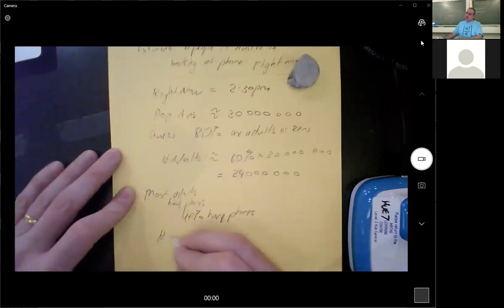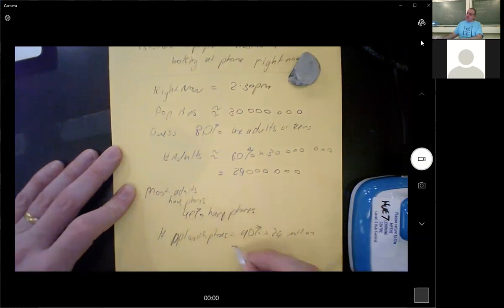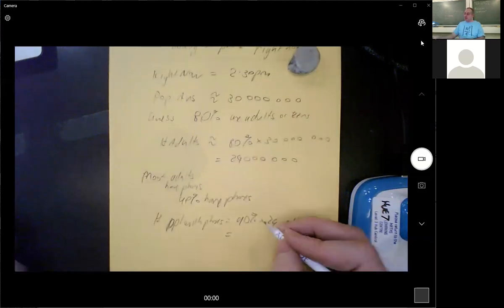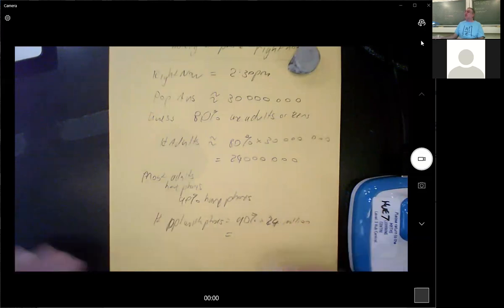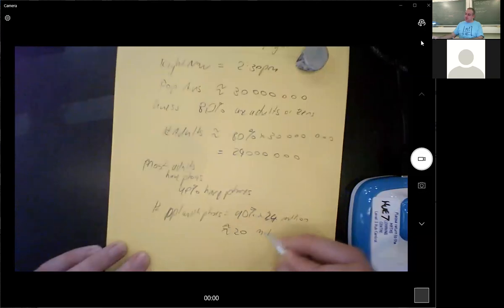And so the number with phones is 90% of the 24 million. And 90% of 20 would be 18. And 90% of 4 would be 3.6. So we're looking at approximately 20 million.